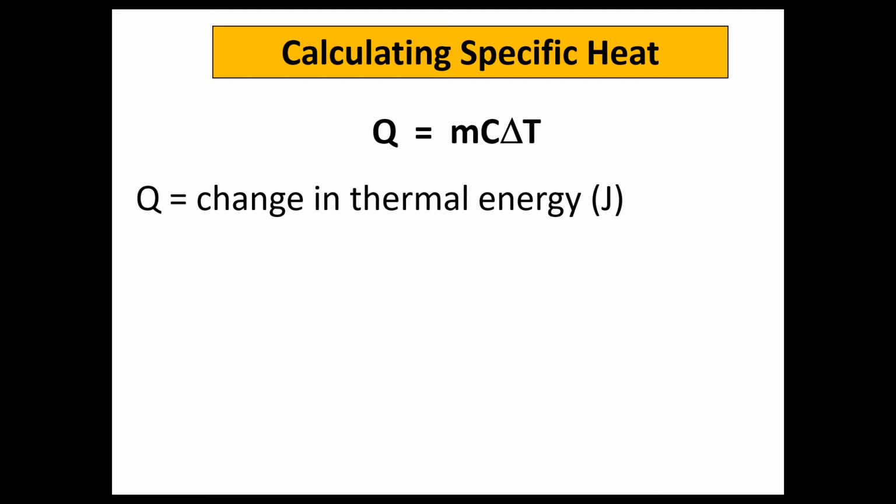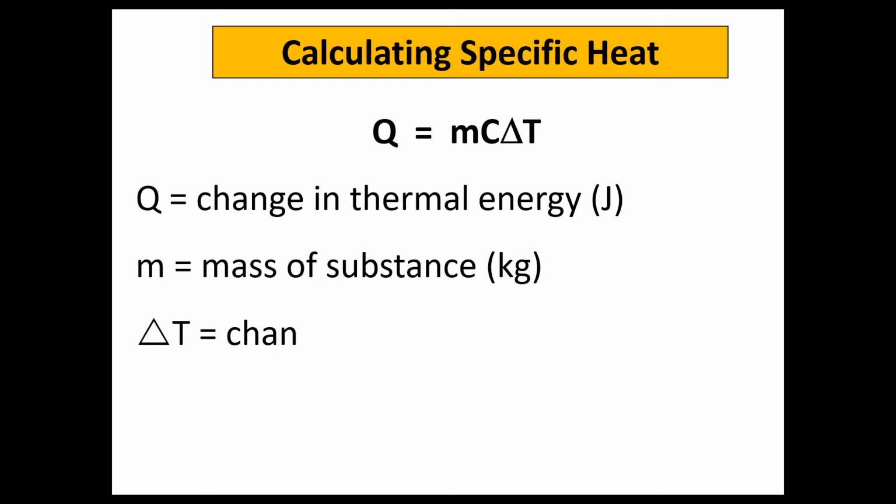The Q in this formula represents a change in thermal energy. Remember, the unit for energy is joules, so we're going to use a capital J. The M in this formula stands for mass. Now, for these particular formulas, we're going to want our mass to be in kilograms.